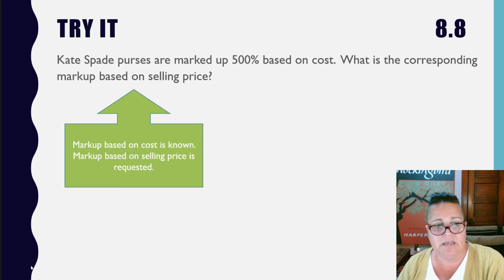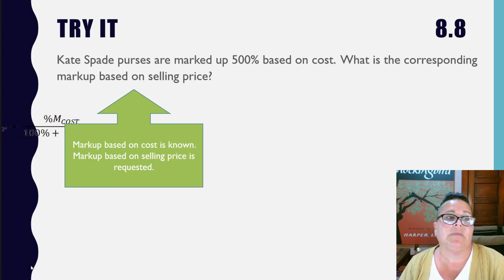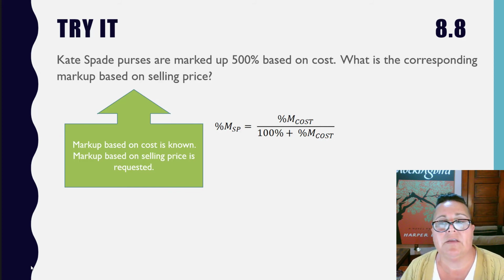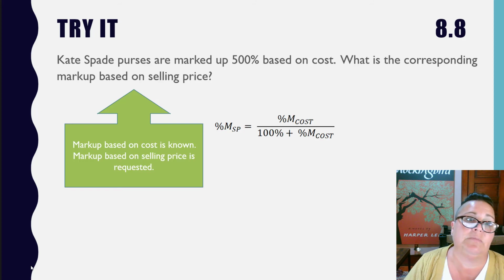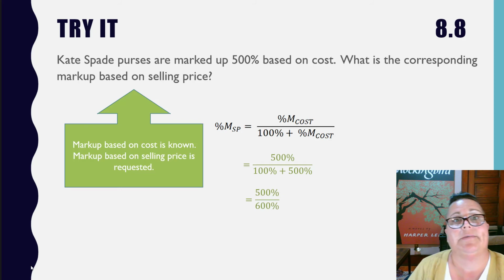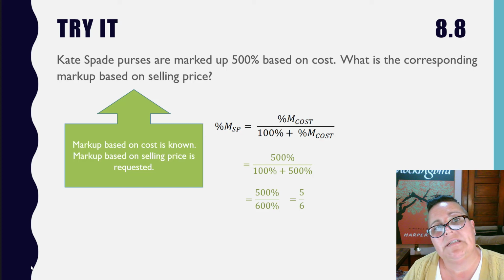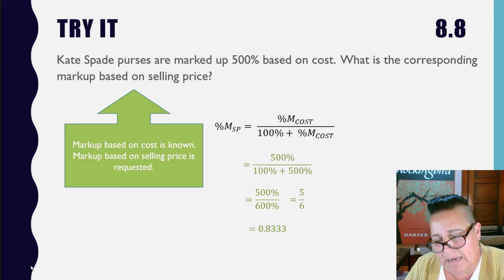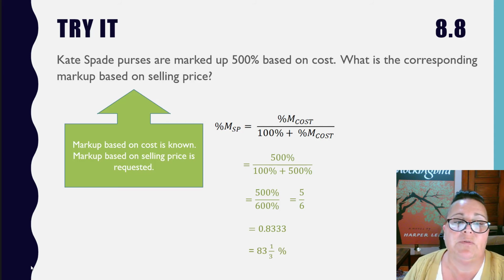In that case, the markup based on selling price is equal to the cost percent divided by 100 plus the cost percent. So this would be 500% divided by essentially 600%, or 5/6, which when you divide that out is 0.83 repeating. Converting this to a percent, we would multiply by 100, and depending upon how they want the answer, this would be 83 1/3%, or 83.3 repeating percentage.